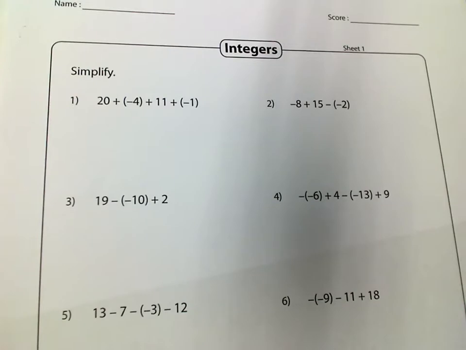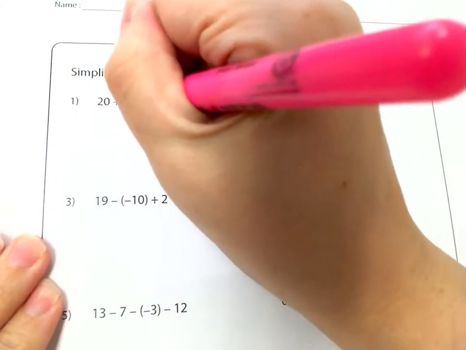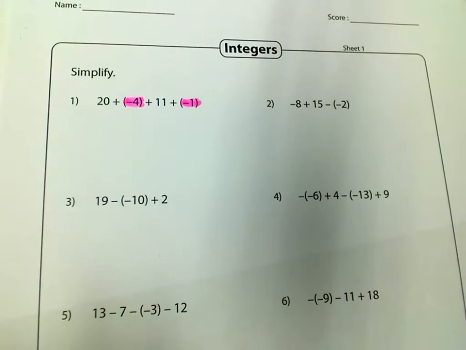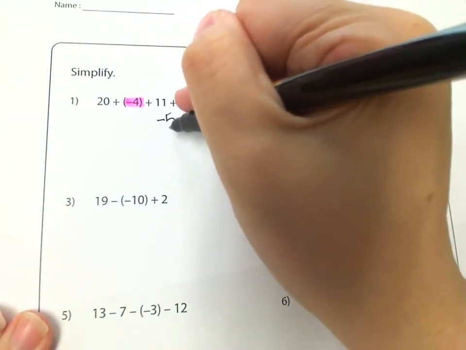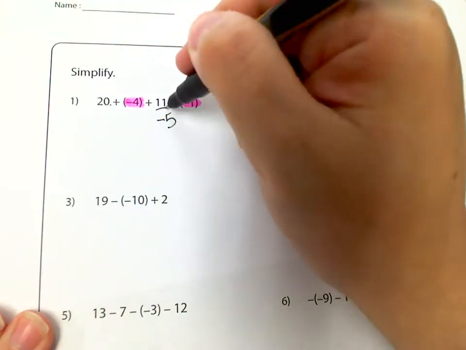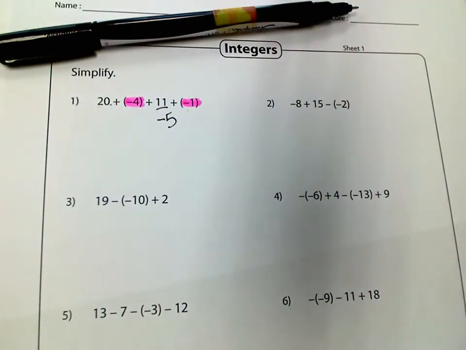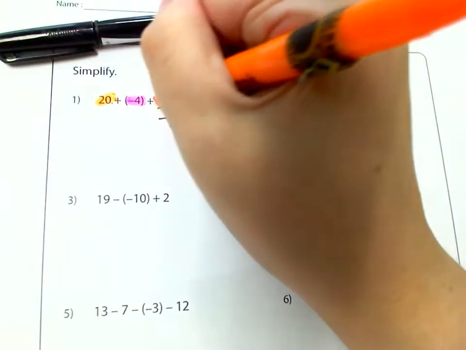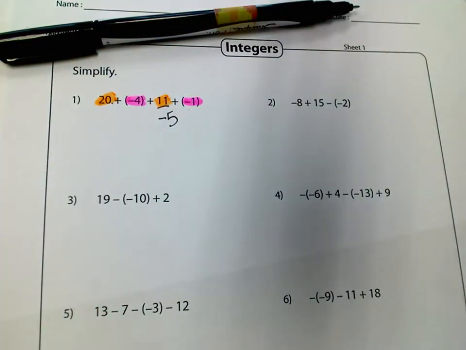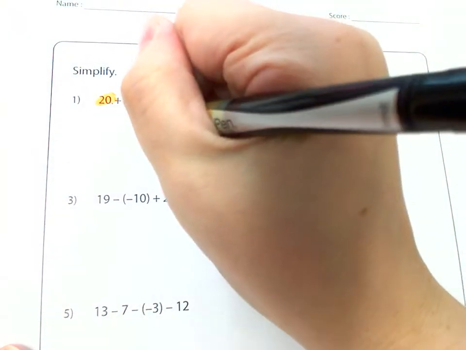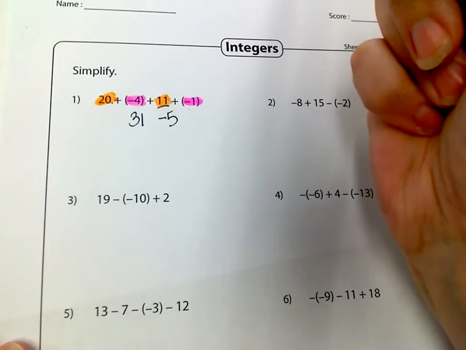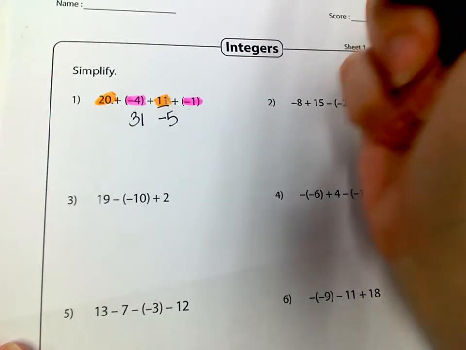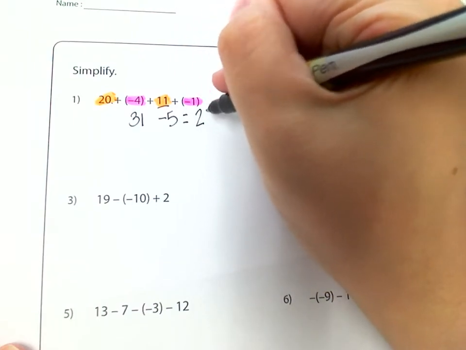So one strategy you can use is to use a highlighter and highlight all of, for example, the negatives. So I have a -4 and a -1. So the -4 and -1 is -5, right? Then I have 20 plus 11, and even if you wanted to use another color highlighter, you could. Okay, for the positives, 20 and 11 would be 31. So now I have 31 minus 5, or you could say plus a -5. And what would 31 minus 5 be? That would be 26.